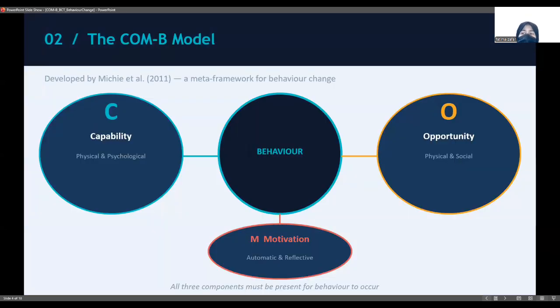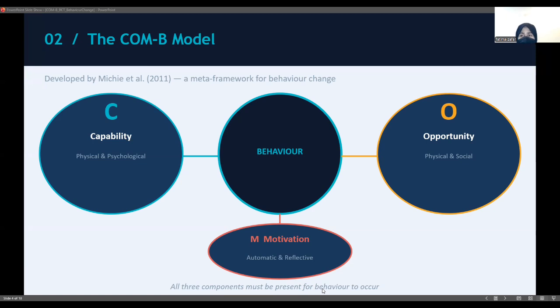Now, this is the COM-B model, that is capability, opportunity, motivation into behavior. So what does it mean? It is a meta framework for behavior change in which C is capability, that is physical and psychological, feeding into the behavior. After that, opportunity and then motivation. You will see our three concepts, capability, opportunity, and motivation, that is automatic and reflective, have a common intersection point, that is behavior. So all these concepts are transforming into the behavior.